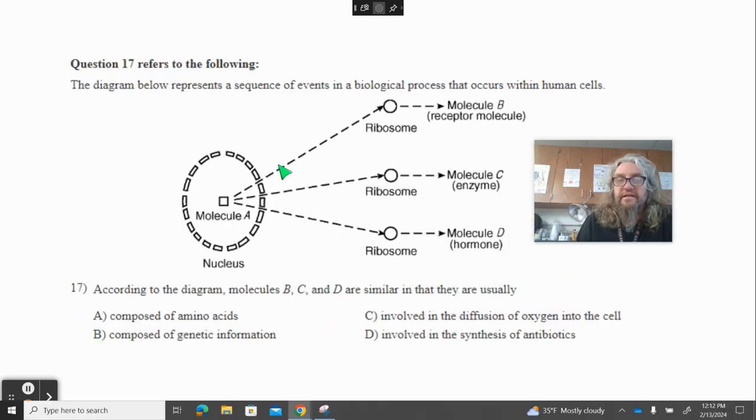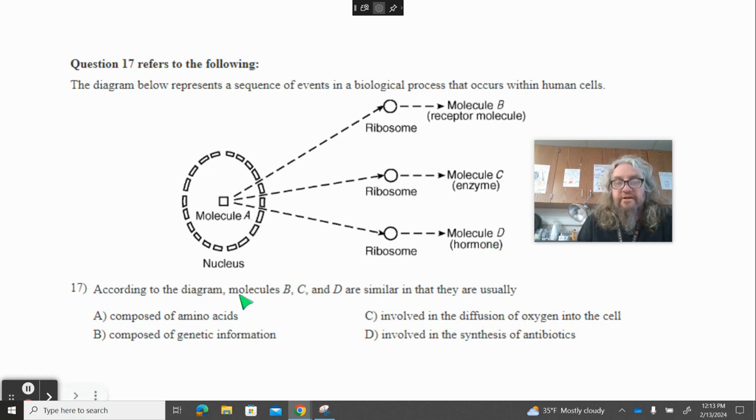This one looks complicated. Let's see what it says. The diagram below represents a sequence of events in a biological process that occurs within human cells. You've got molecule A and a dashed line going out. It's in the nucleus, going out to the ribosome. And molecule B is a receptor molecule. Molecule C is an enzyme. Molecule D is a hormone.